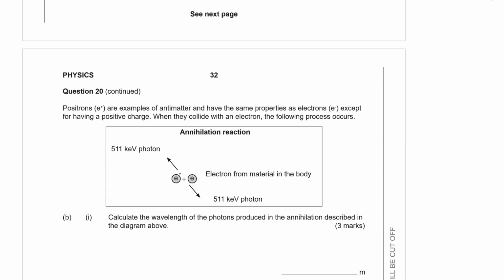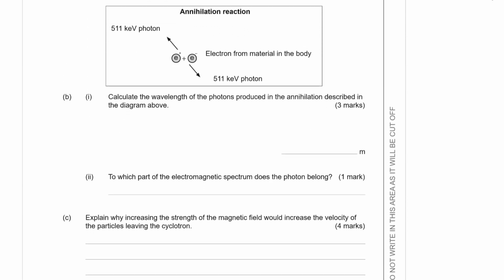And question part B is calculate the wavelength of the photons produced in the annihilation described above. So you've got a positron and an electron coming together and they form two photons. Well, that's actually a very easy one, isn't it? So you just start with this equation, hc on lambda, and your lambda is going to be equal to hc on the energy of the photons.